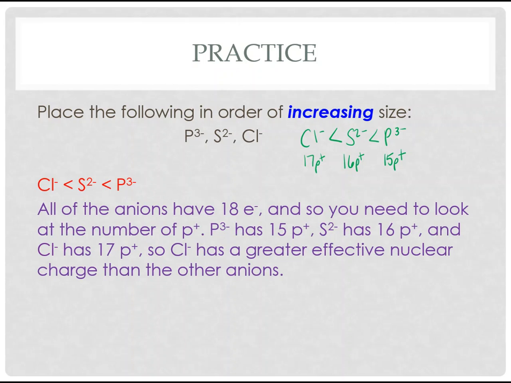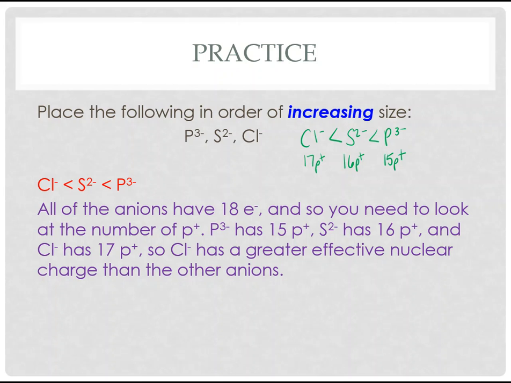And here is the explanation if you need to go back to it. All of the ions have 18 electrons. Let's think about that too. They all gain enough to look like argon, which is the nearest noble gas. So look at the proton number. Phosphide has 15, sulfide has 16, and chloride has 17. Chloride has the greater effective nuclear charge, so it's going to be the smallest of them. And when we say they all have 18 electrons, they all mimic argon's configuration in order to be stable.